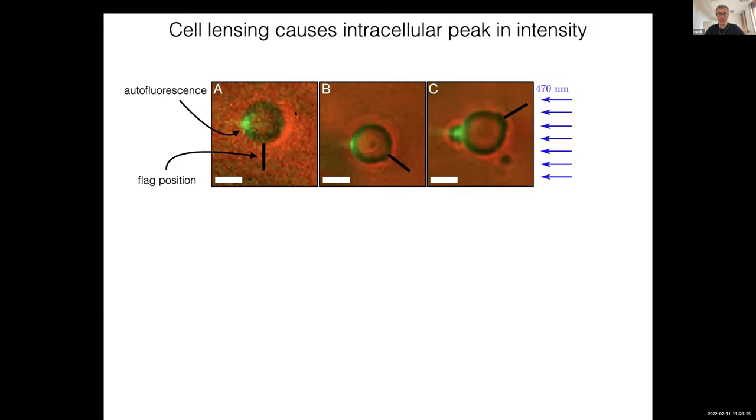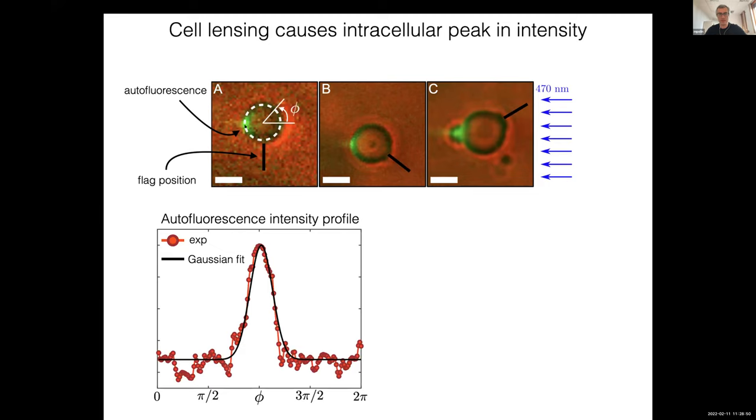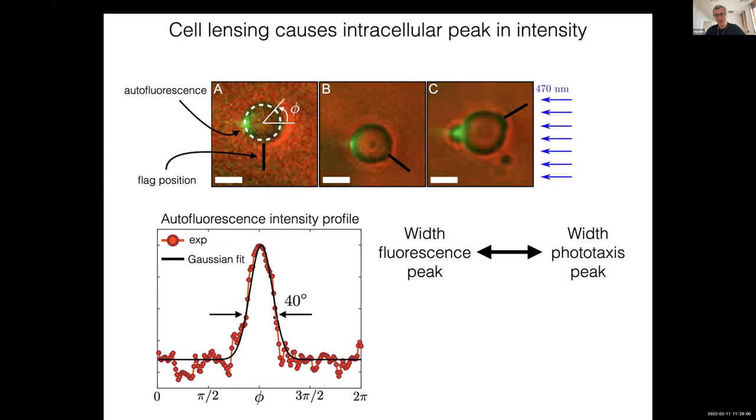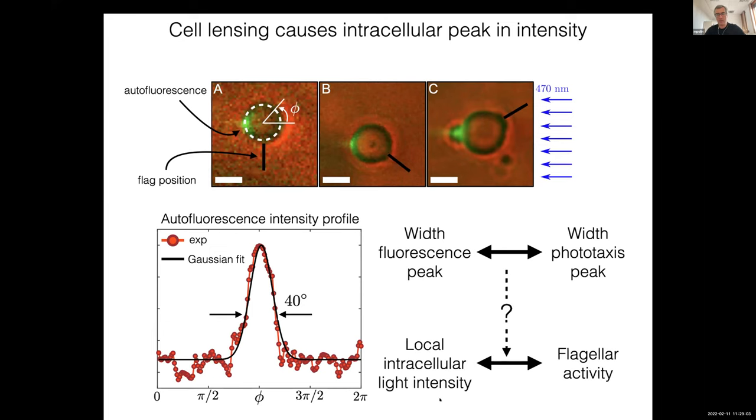So what you see here is a similar experiment to the Synechocystis one. You have the cell with the light coming from one side, and you can see in false color that the local intracellular intensity of light, for which we use chlorophyll autofluorescence as a proxy, is peaked on the opposite side of the cell from the side the light is coming from. And it turns out that the profile of light intensity here has a width of 40 degrees. So in a sense, what we put forward here is that there is a link between the width of this patch and the width of the phototaxis peak.